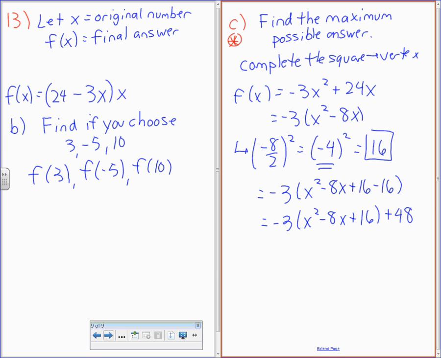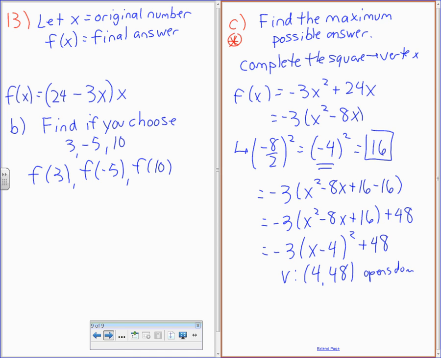Okay, so do it that way. You good now? Okay, go ahead. Very good. So my vertex here is going to be (4, 48) and it opens down.